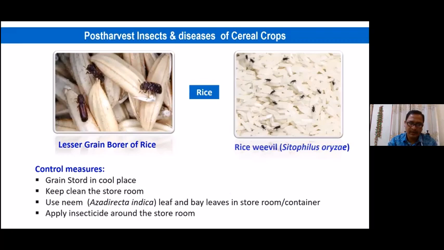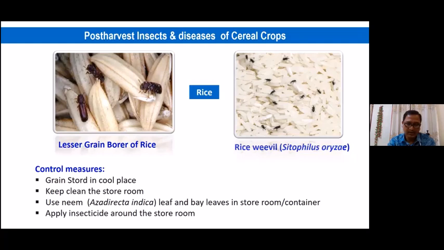Say for rice, lesser grain borer and weevil severely infest it during storage. That can be controlled, that can be protected in some ways. First of all, we need to store them in a cooler place. If we can store them in a cooler place, infection by insects can be minimal.